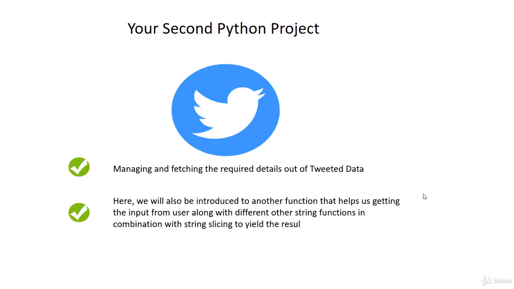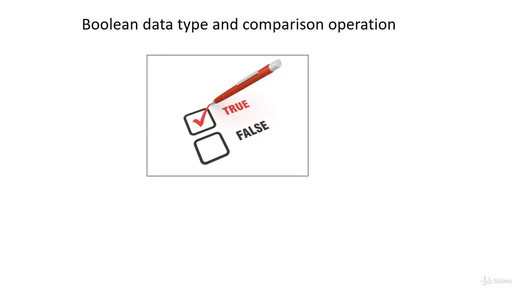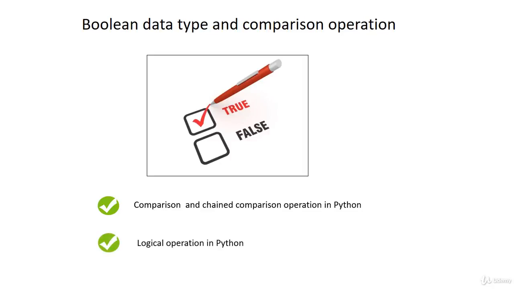Once we are done with numbers and strings, we are going to understand what Boolean data types are and what the different comparison operations are that use Boolean results. So what are Boolean data types? They are simply two values, which are true and false. We can use Boolean results for comparison as well as chained comparison operations in Python. Explicit logical operations in Python also use the Boolean data type. Now, a chained comparison operation is simply comparison plus logical operation together.